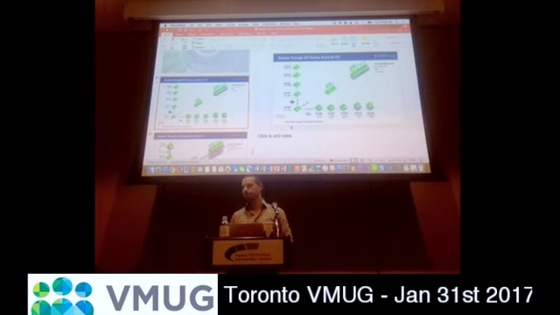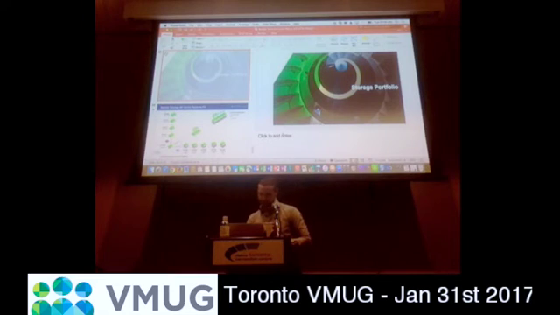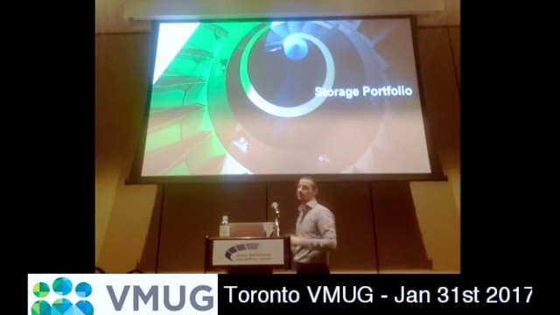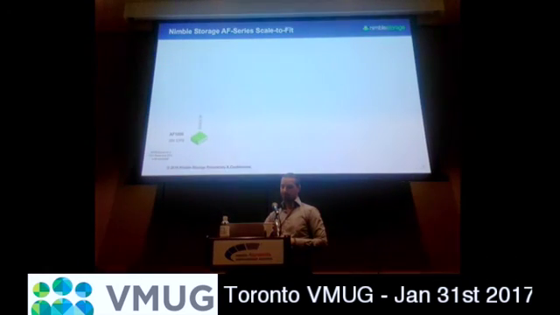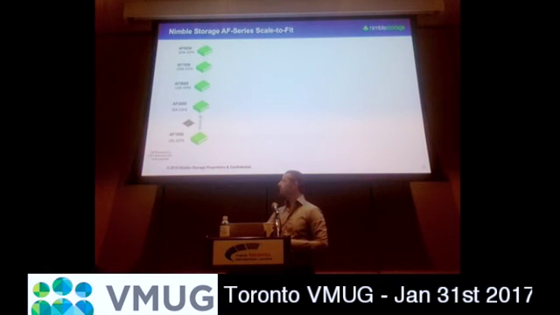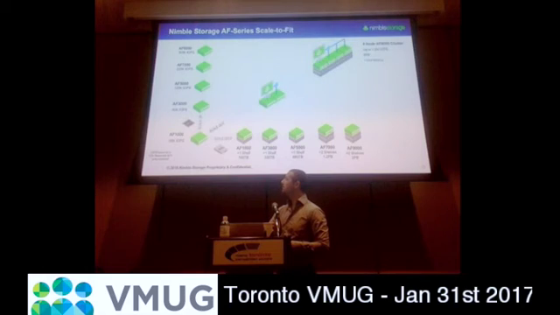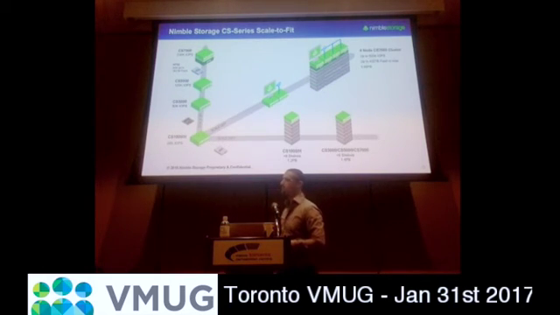Is 35,000 an all-SSD number? No, whether it's all SSD or adaptive array, 35,000 IOPS is our entry-level machine. So the all-flash is 35,000, and the adaptive is also 35,000. The adaptive just scales a lot deeper because you can add nearline SAS drives.